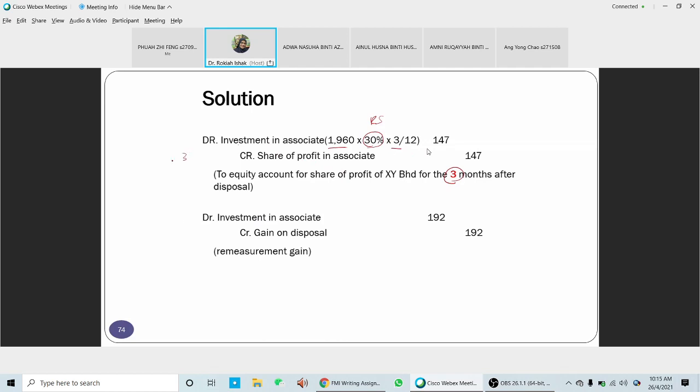And then the last journal entry here is to record for the investment in associate, to record for a remeasurement gain. But the term that we are using here is gain on disposal. But the amount here is referred to the remeasurement gain because we want to account for the remaining stake. The remaining stake that we have here is only a remeasurement gain. So we're going to recognize this one. But instead of putting it as a remeasurement gain here, we put it as a gain on disposal. So there will be a debit to investments and then a credit to gain on disposal.